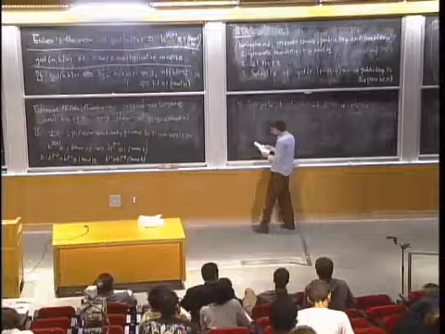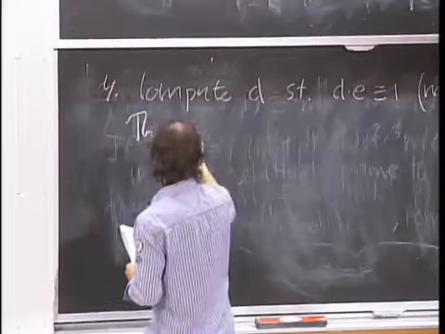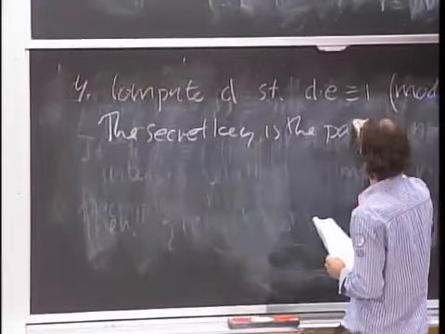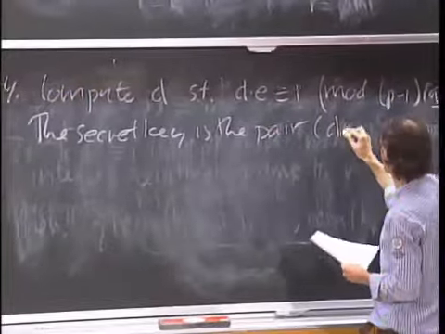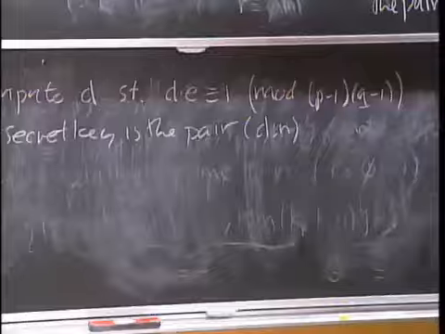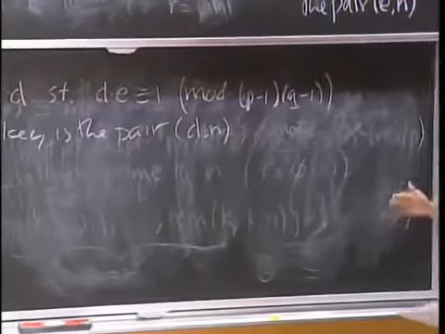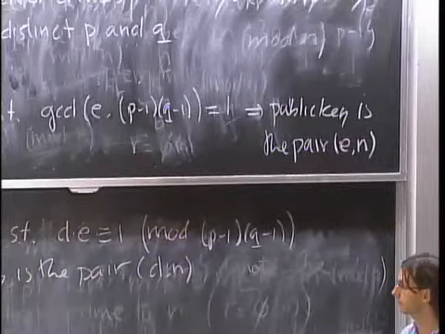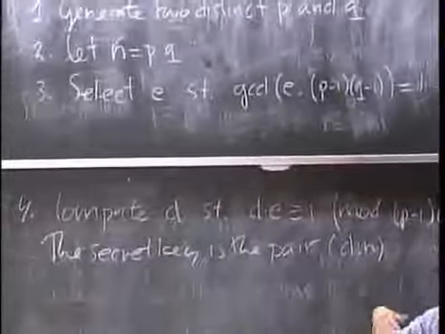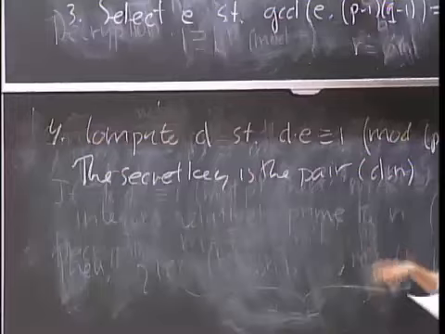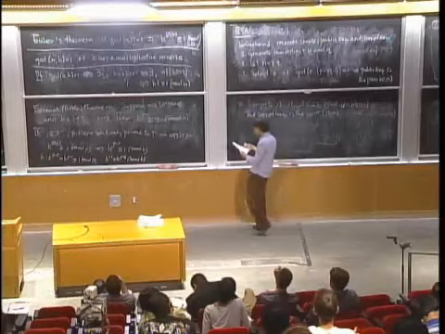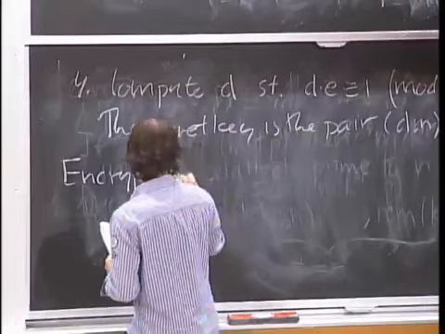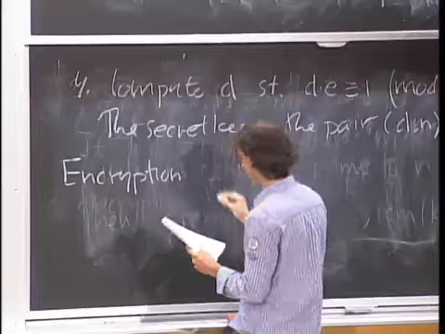So the secret key is going to be the pair that consists of d and also n. So how does it work? The sender knows the public key, e and n, and uses those to encrypt the message. I will explain it in a moment. And then the receiver knows the secret key, d and n, and is able to decrypt it. Okay, so let's see how encryption works, and then we will have to do a lot of mathematics to get the decryption going.